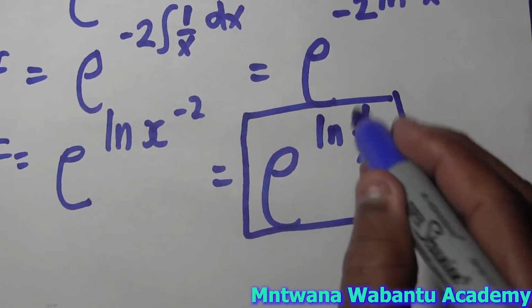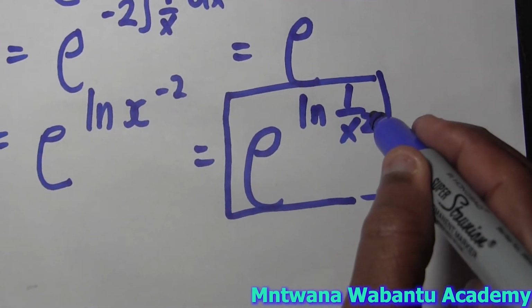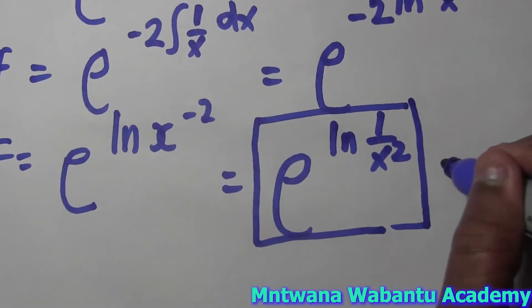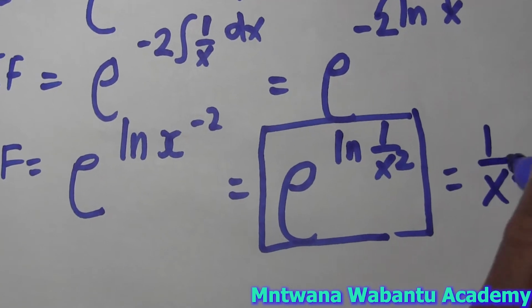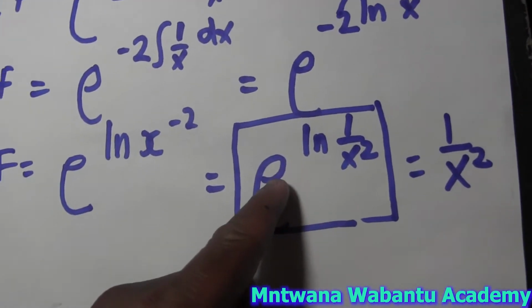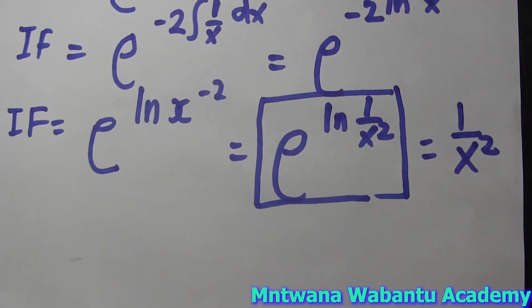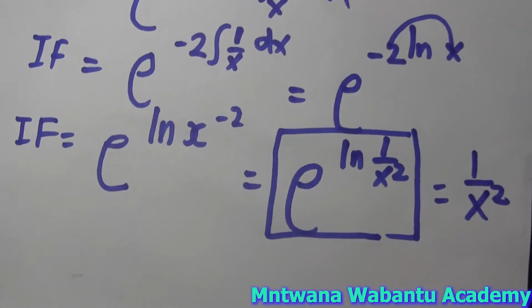If you have e power whatever you have, but it must be ln, that's why I took this one back. So this equals 1 over x squared, only if you have an ln, like this. So e power ln of whatever you have equals that. So the integration factor is 1 over x squared.